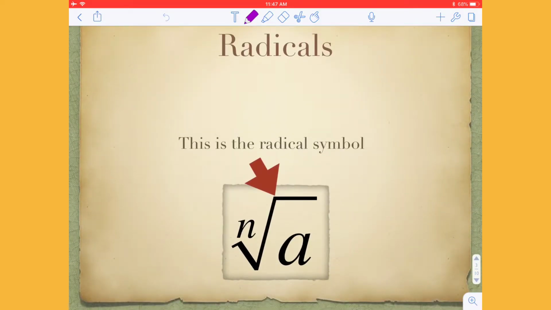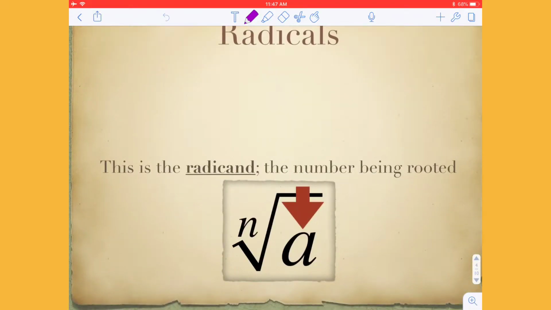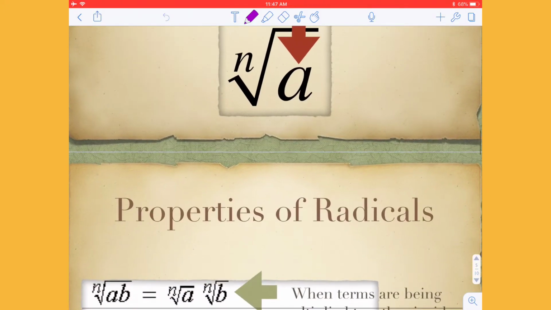The next vocabulary word is the radical symbol. So the actual little squiggly house type symbol is your radical symbol. And then we have our radicand, which is actually the number inside of your radical. So it is the number that is being rooted, and that is called your radicand.